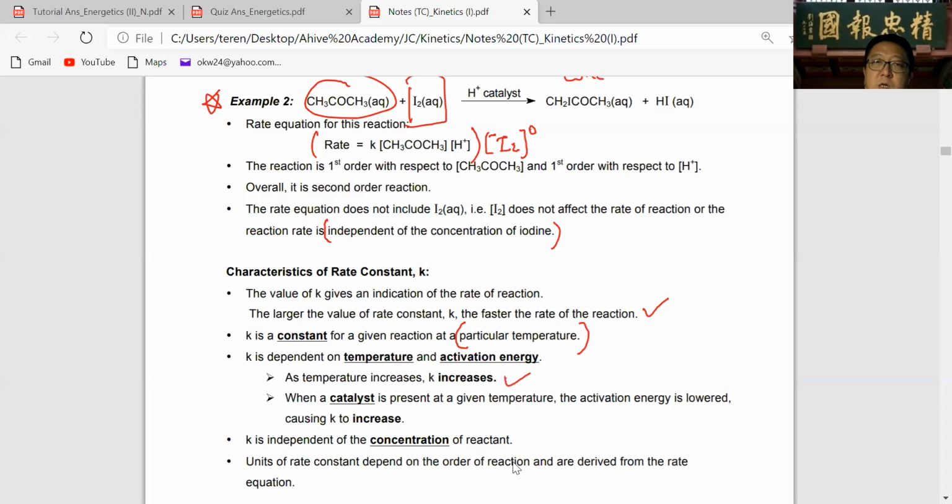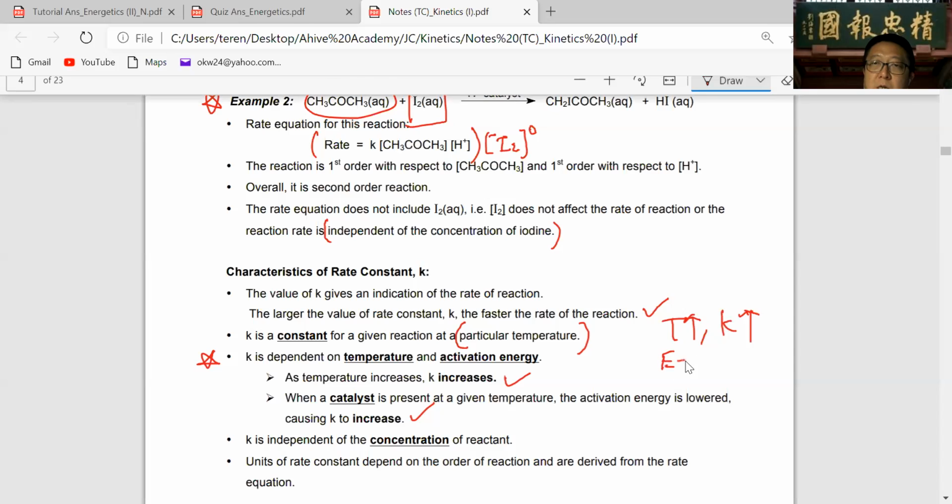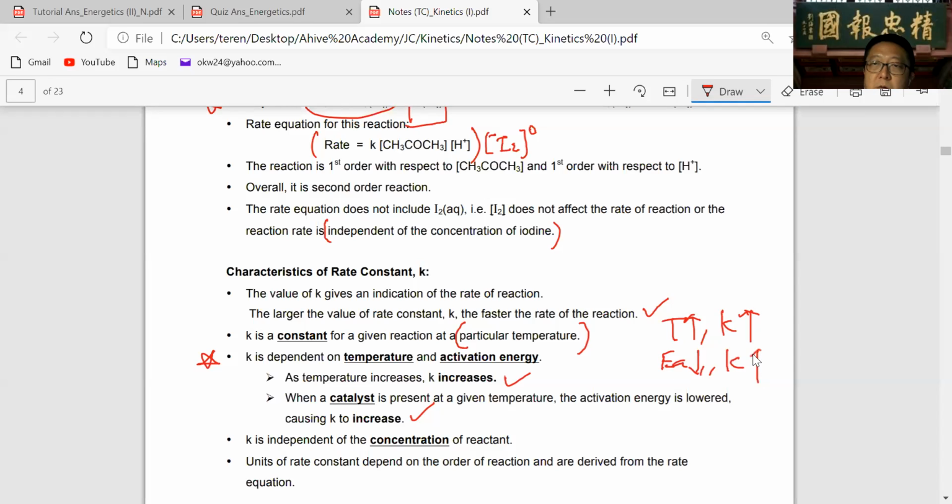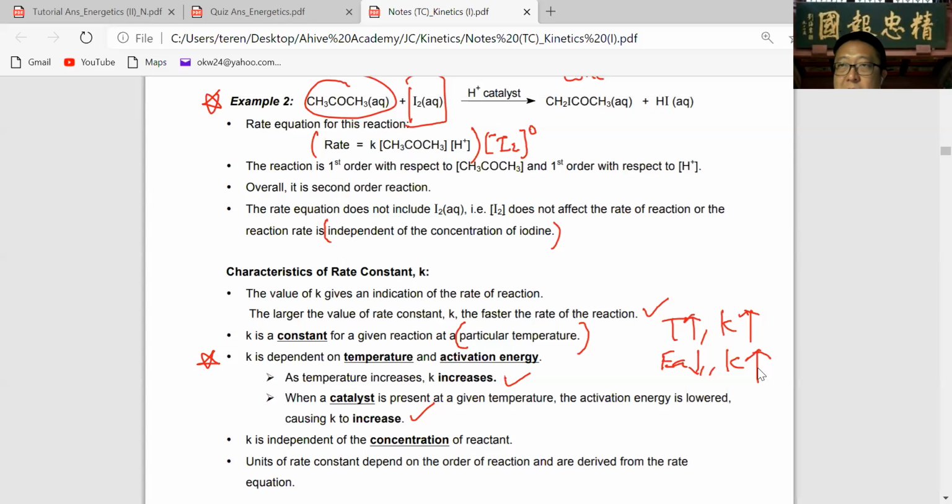So as temperature increases, K increases. Or when a catalyst is present, your activation energy is lowered, K will increase. You only need to take note of this. Simple: T increases, K increases. Your Ea decreases, K increases. You write down on the side. You know my style by now. When you study notes, you all need to take shortcuts, always do this so you have less to remember. Don't overload your mind with a lot of unnecessary stuff. Okay, write notes.